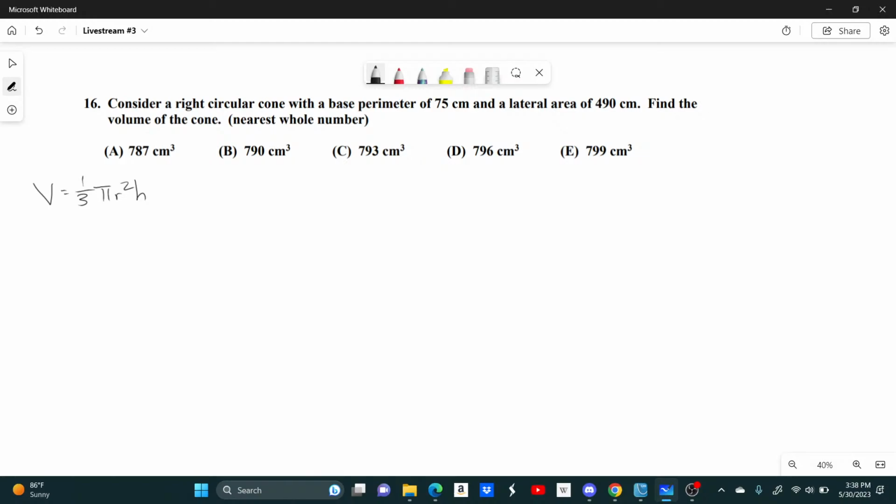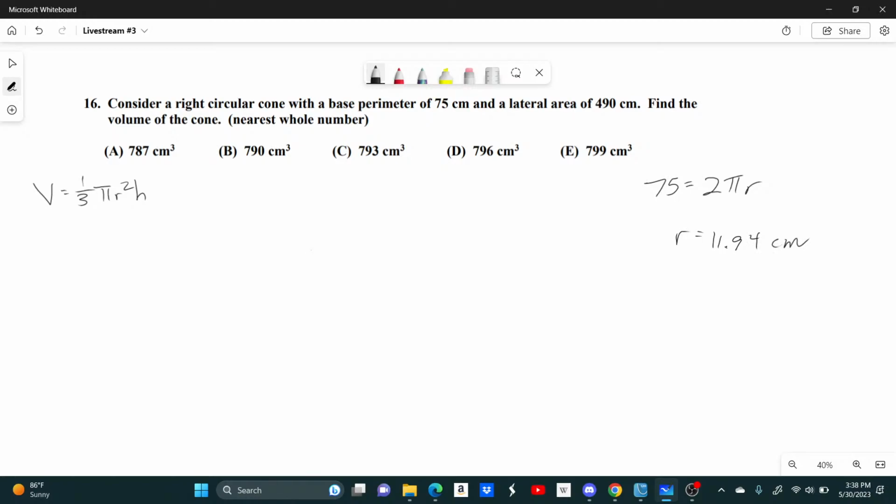So it has a base perimeter of 75, so we can use that to find r, right? If the base perimeter is 75, then 75 would be the circumference, which is just 2 pi r. So our radius would be 75 divided by 2 pi, which is like 11.94 centimeters.